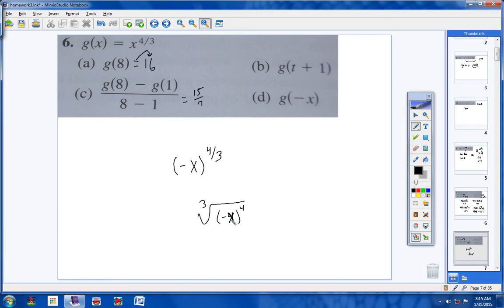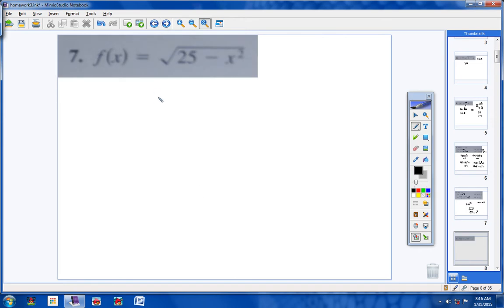Now, having said that, if I take negative x times negative x times negative x times negative x, that gives me a positive x to the 4th. Negative times negative times negative times negative is positive. So your final answer would be this right here. Or if you wanted to write it like this, that's fine also. Either one of those two answers, okay? That's it, guys. Moving on to number 7.